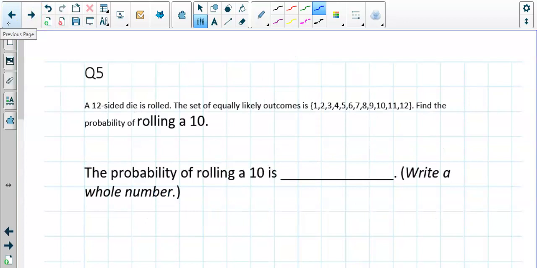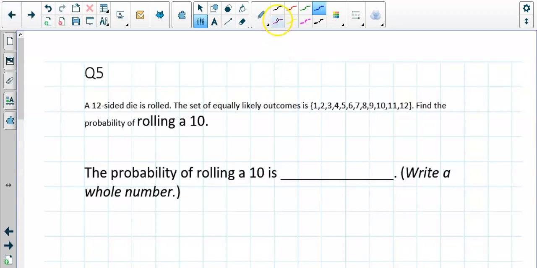All right. So now we're actually going to start diving into the probability. So everything we just covered, that was 11.1, 11.2, and 11.3. Okay. So now we're in 11.4, finding probability. So we got a 12-sided die, and we want to know what is the probability of rolling a 10.